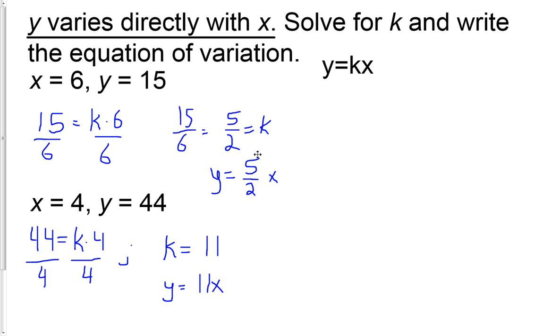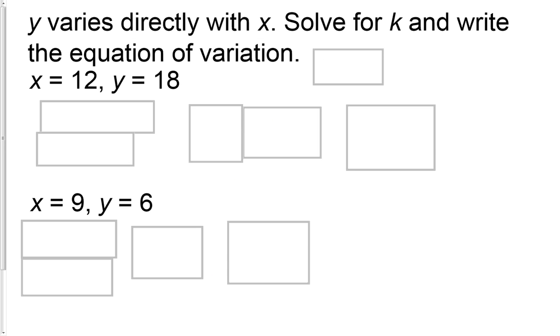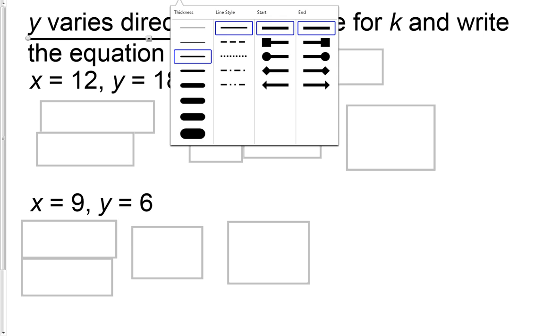As you can see, as you get a pattern of how these work, directly means we end up dividing to solve. Just simplify to get k equals and then plug it back in. One more set for directly. Y varies directly with x, and solve for k and write the equation of variation.